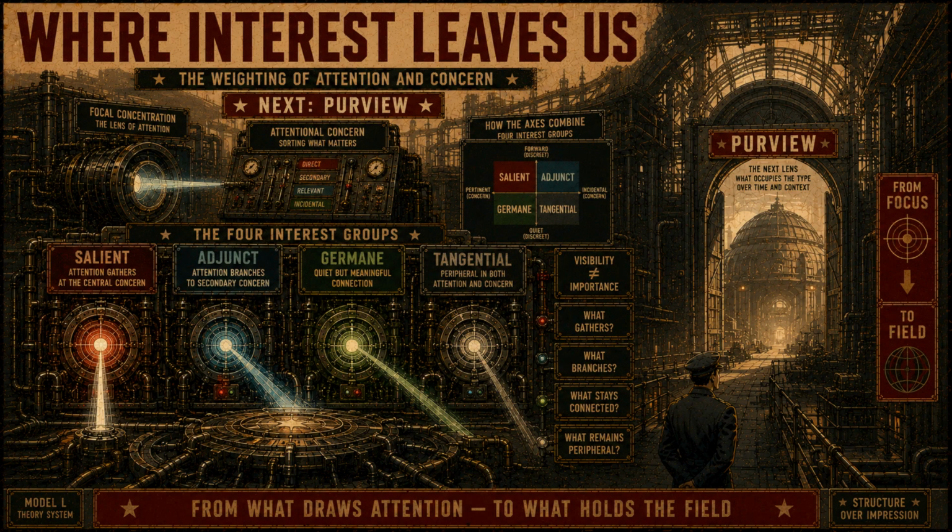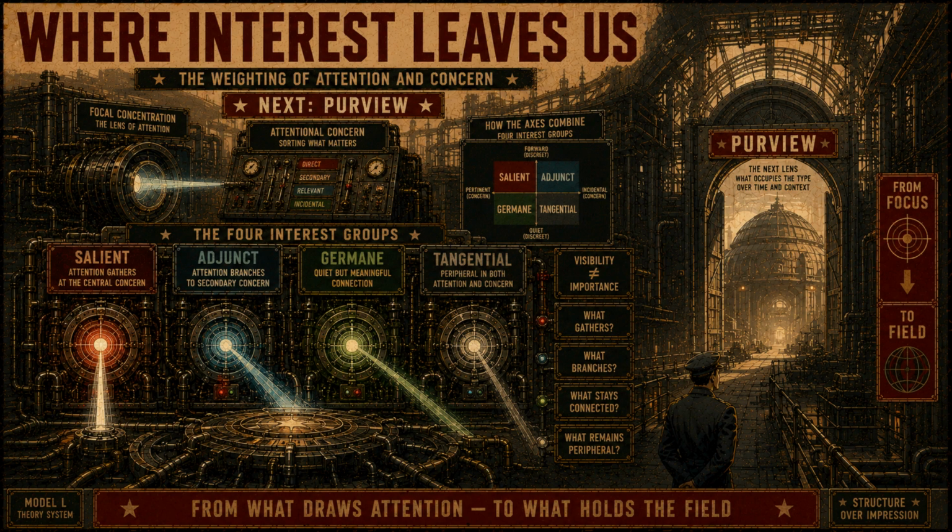So interest gives us one more structural lens for reading the 16 positions. It is not asking what a person likes. It is not asking what they are strongest at, and it is not simply asking what they value. It asks how attention and concern are weighted. Some functions come forward and matter directly, some come forward but remain secondary, some are quiet but still relevant, and some stay at the edge of the type's natural field of concern.